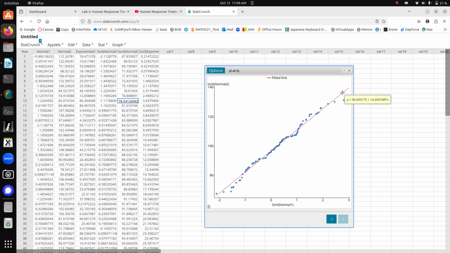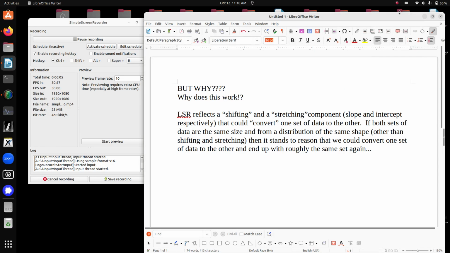So what it's going to do is that's going to be borne out in the line of best fit. It's going to say there is a shifting component and there is a stretching component, and that is all that is allowed. Okay, so basically least squares regression or linear regression reflects a shifting and stretching component, slope and intercept respectively. If those are the only two actions that are happening on the data, you can convert one set of data to the other. You're not going to get the same exact data back, but you're going to get something of the same shape.